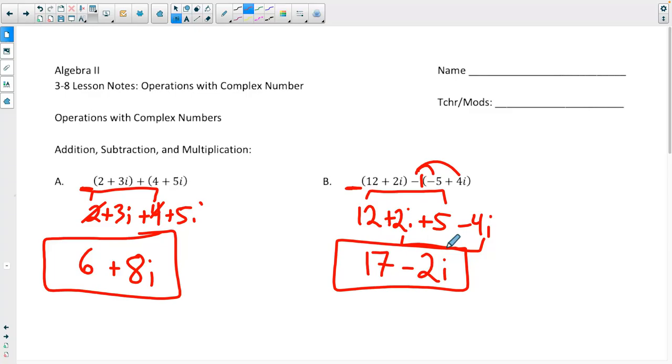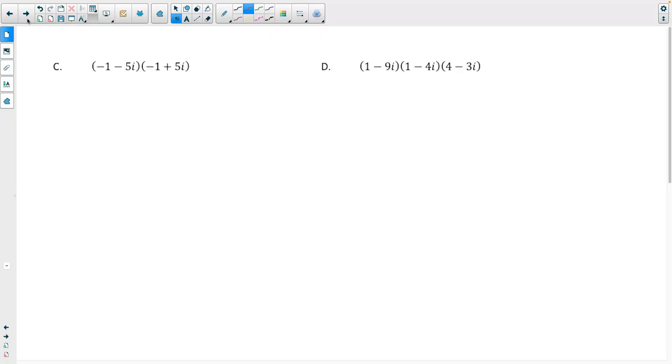What questions do we got for letters A and B? We're going to skip C. We're going to jump straight to letter D.